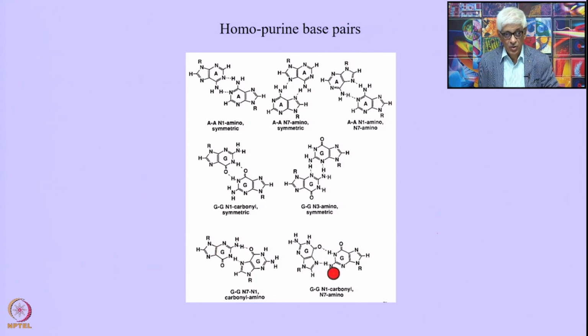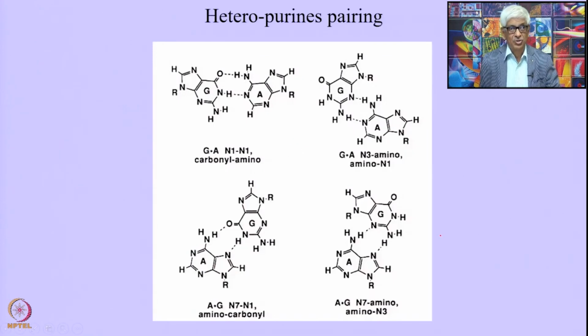Similarly GG N1 carbonyl N7 hydrogen bond. So N1 is where? This is the N1, N1 is bonded to the oxygen here, and this N7 is going to the amino. There is the amino proton on the G. This G amino is hydrogen bonded to the oxygen, whereas this nitrogen is hydrogen bonded to the amino of the G. So these are GG base pairs. So you can have so many different kinds of homopurine base pairs. We saw AA base pairs, and then we have the GG base pairs, with different possibilities of hydrogen bonds.